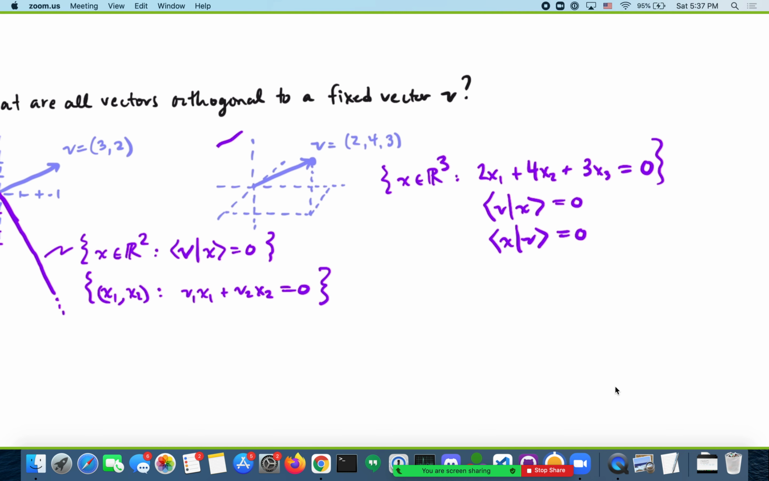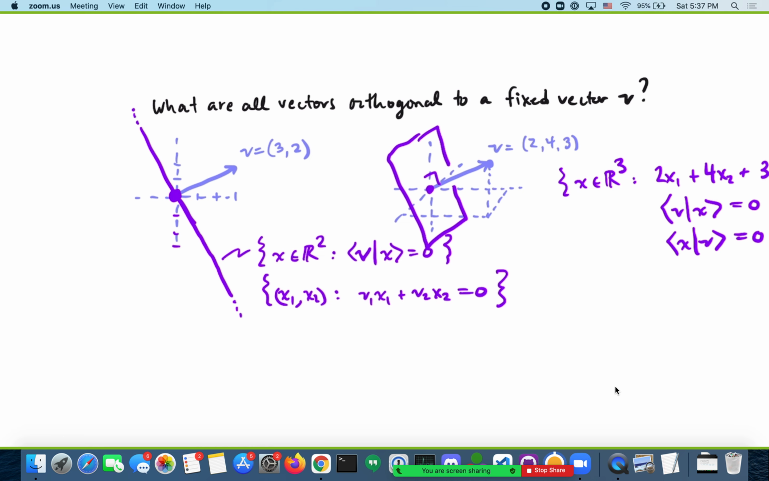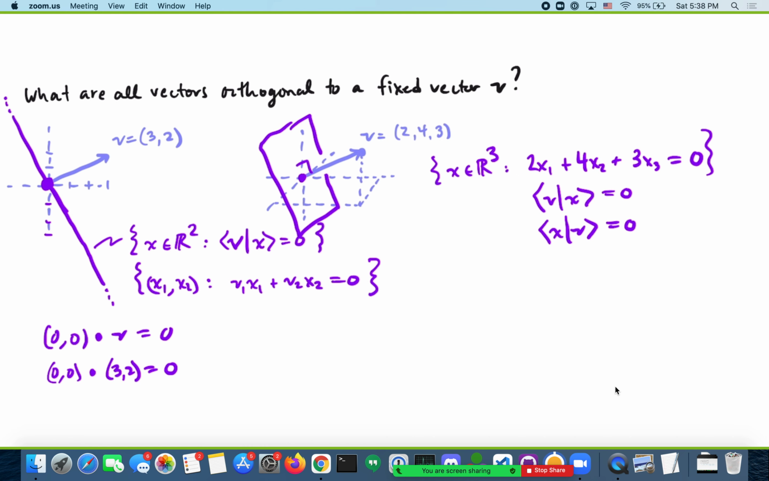Now what is it? Visually, it is the plane orthogonal to that vector, just like we saw in GeoGebra 3D. And so this plane goes through the origin, just like our line went through the origin. Why? Because the vector 0, 0 is orthogonal to everything, right? 3 times 0 is 0, plus 0 times 2 is 0. So 0, 0 dot v is 0 for sure, where v was 3, 2, and 0, 0 dot 3, 2 is in fact 0. And that'll work over here too. That's why the origin is in this plane. Okay.